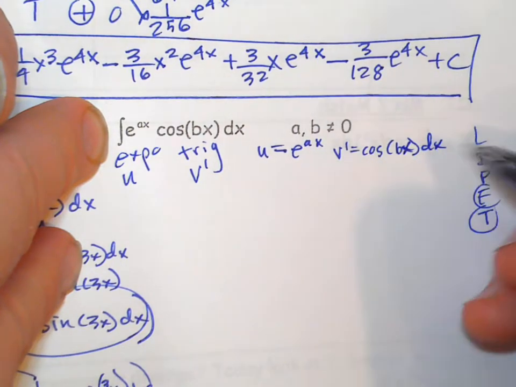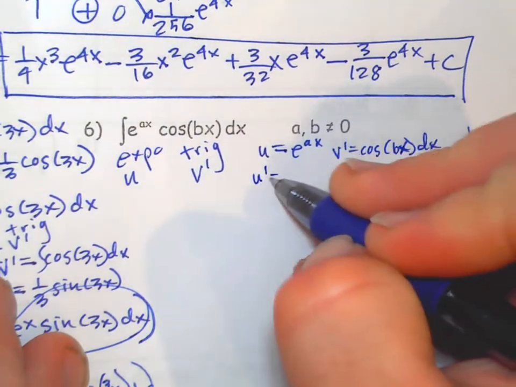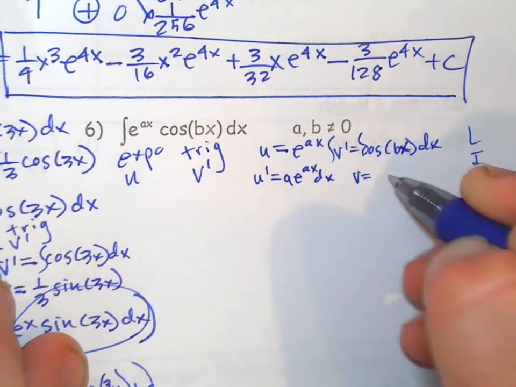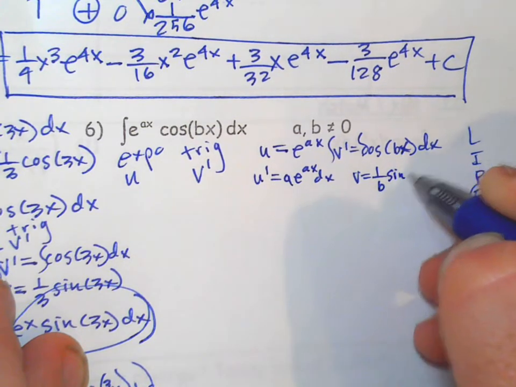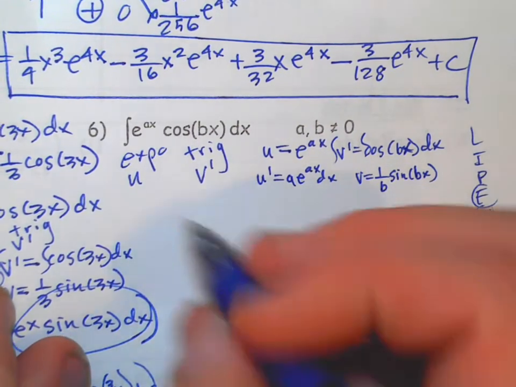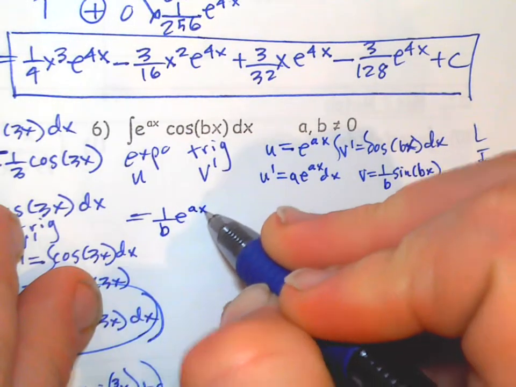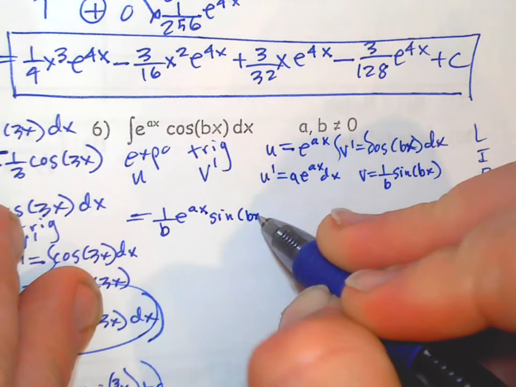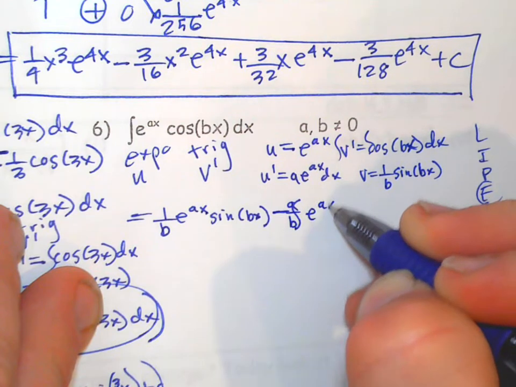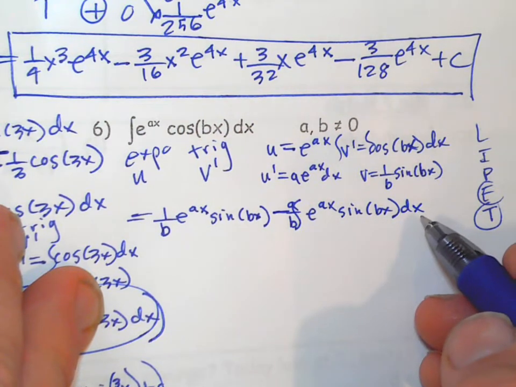So this one has some extra variables in it. They're just constants, so we can treat them like numbers. So u prime equals a e to the ax dx, and v equals 1/b sine bx. Right, antiderivative. Okay, so the answer is going to be two new things: 1/b e to the ax sine bx minus the integral of the two new things. So I'm going to move the a over b out front, and then e to the ax sine bx. And unfortunately, I don't think we're going to integrate this, so we've got to do it again.